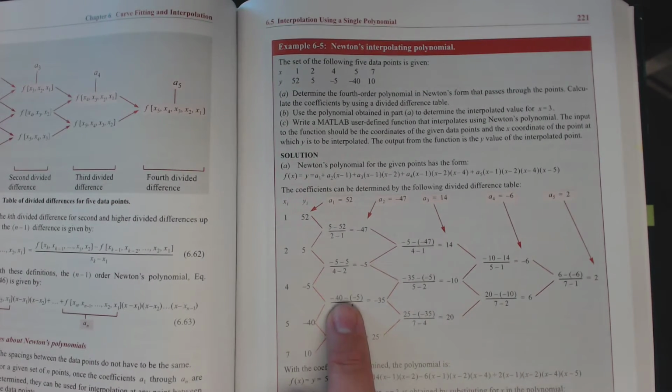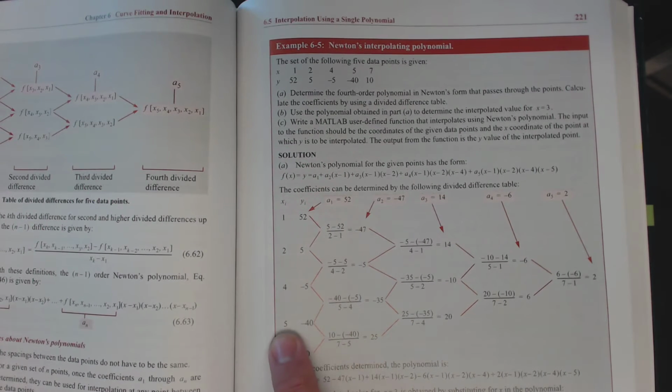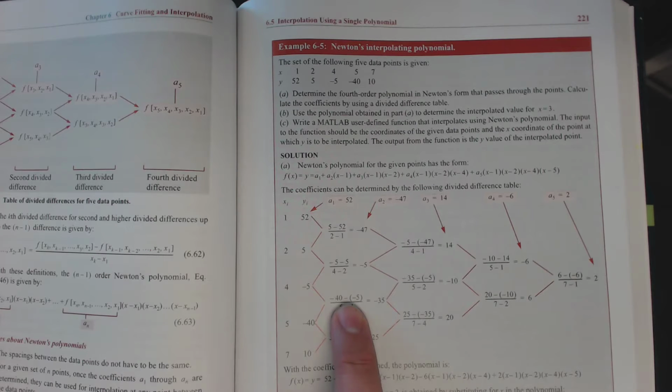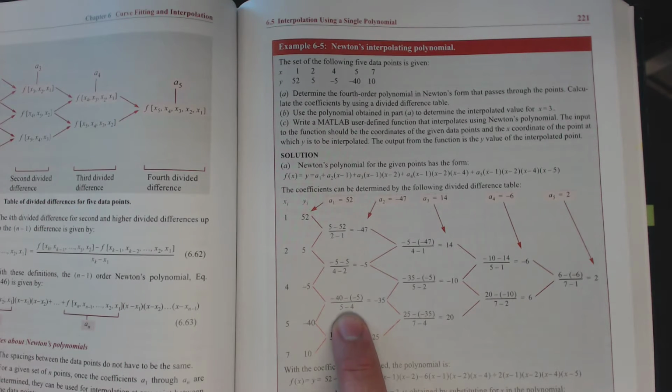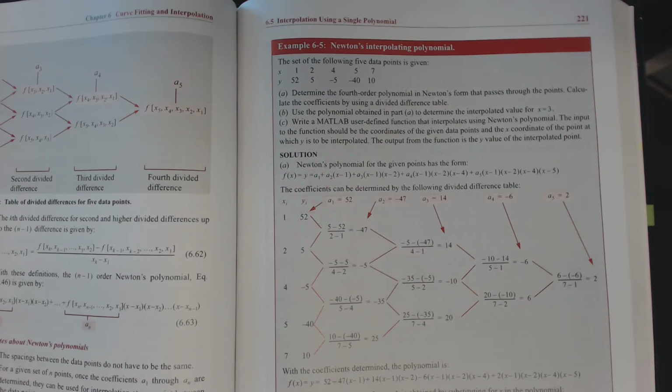In fact, let's go down here for a different example. So y was negative 40 minus a negative 5. There we go. Divided by 5 minus 4. Change in height over change in distance. Negative 35. The next row is where you see the ultimate form of this come in.